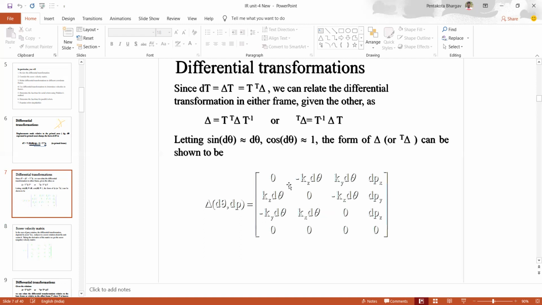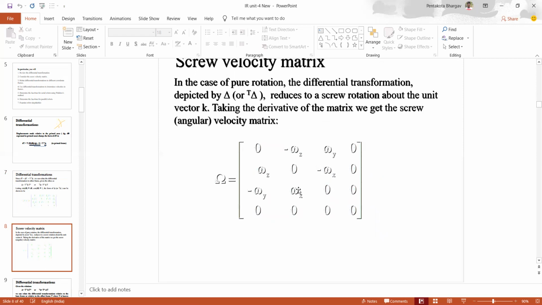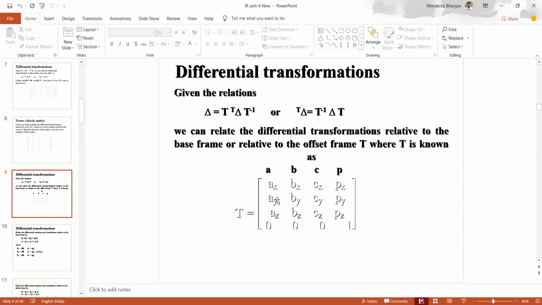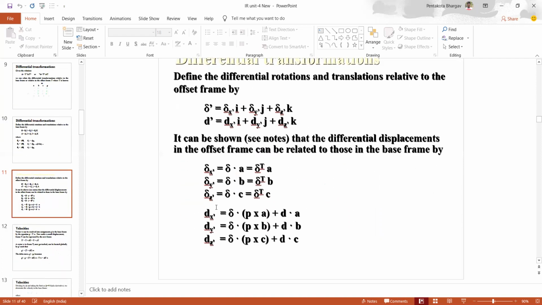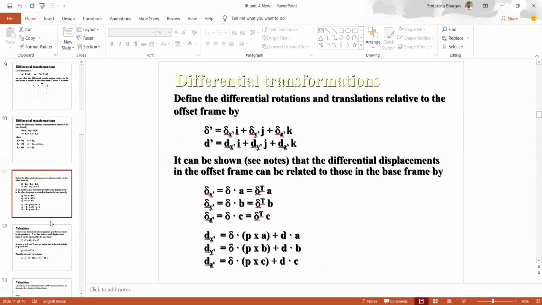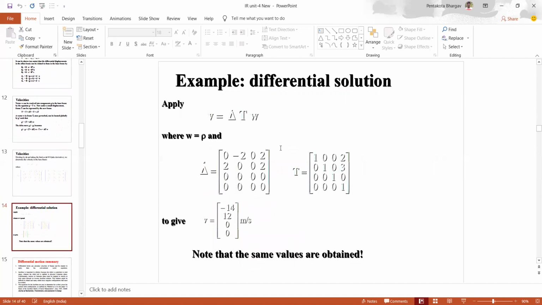Next slide. Next. Okay, you can see the example of differential. Next slide. Next slide. Next slide now. Next, you can go to the differential solution. Next one. Just you can go to okay.